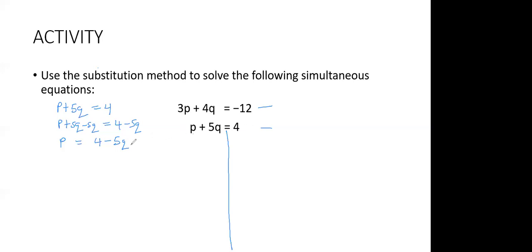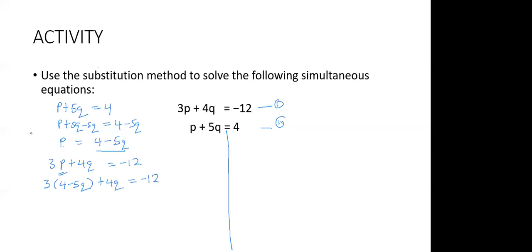Now, after getting that one, I come back in this first equation. Here, where there is P, I put this. So here we shall have 3P plus 4Q is equal to negative 12. So at this point, where there is P, put the whole of this. So I'll have 3 into 4 minus 5Q plus 4Q is equal to negative 12.